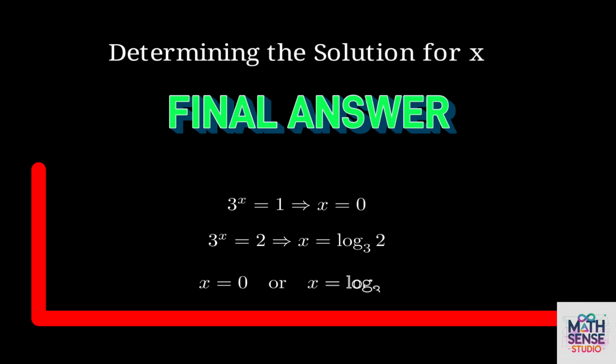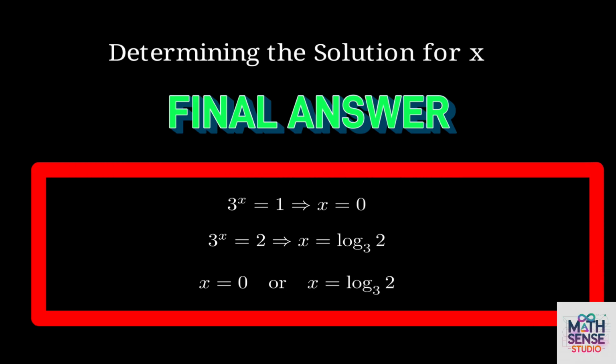which makes log of 3 to the power x equals log of 2. So x comes out, so log of 2 divided by log of 3 can be treated as log 2 base 3. So our final solutions are x equals 0 and x equals log 2 base 3.